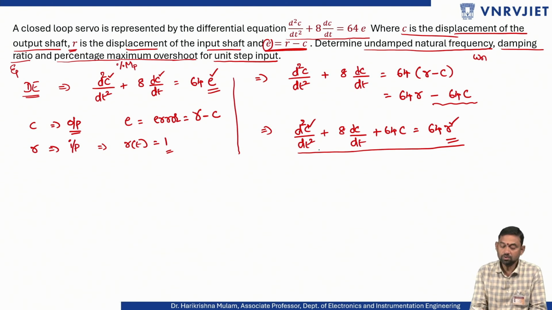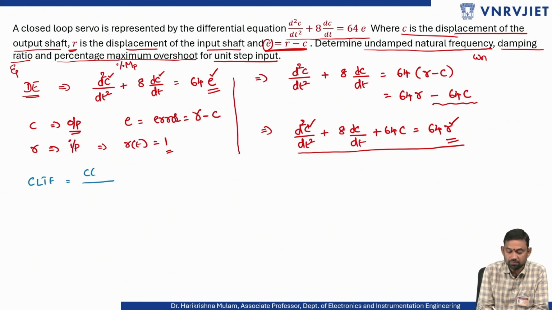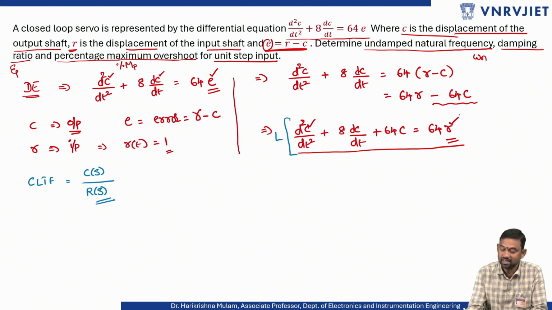Now, in order to find this undamped natural frequency or damping ratio, first of all you need to get the closed loop transfer function of the system. The closed loop transfer function of the system is defined as the ratio of Laplace transform of output to that of Laplace transform of input. Therefore, you can get this expression by taking the Laplace transform of this entire equation.